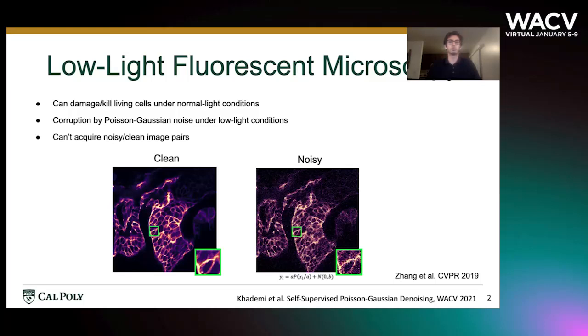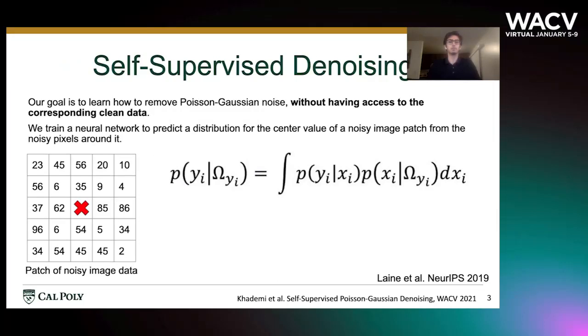Lastly, because the organisms are moving, it would be difficult to acquire corresponding noisy and clean images of living cells to train a denoising neural network in a supervised fashion. Therefore, we adopt a self-supervised training strategy, where our goal is to learn how to remove Poisson-Gaussian noise without having access to the corresponding clean data.